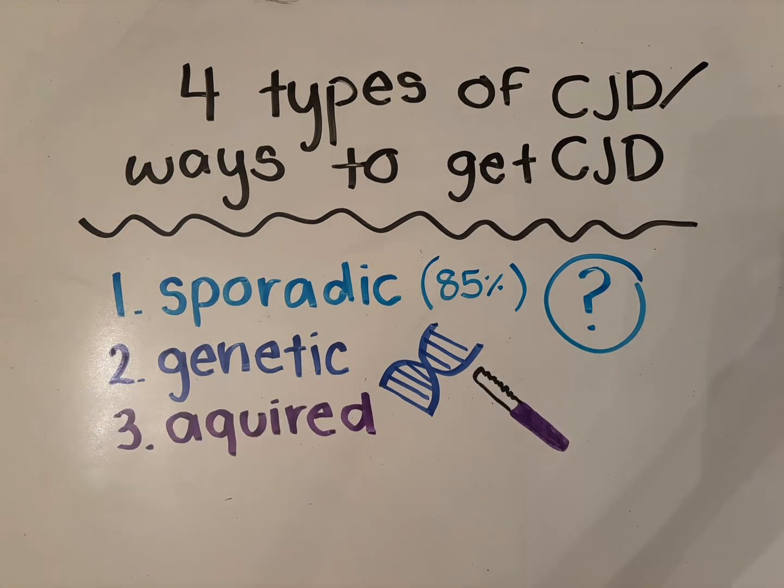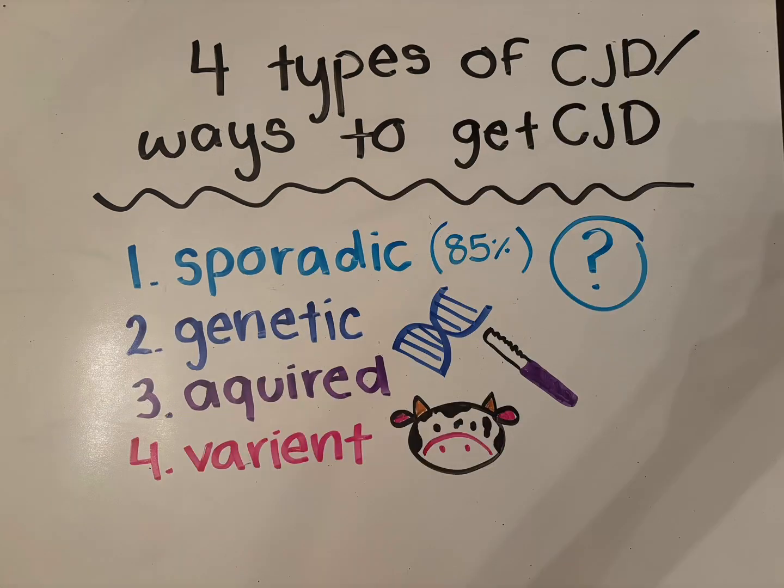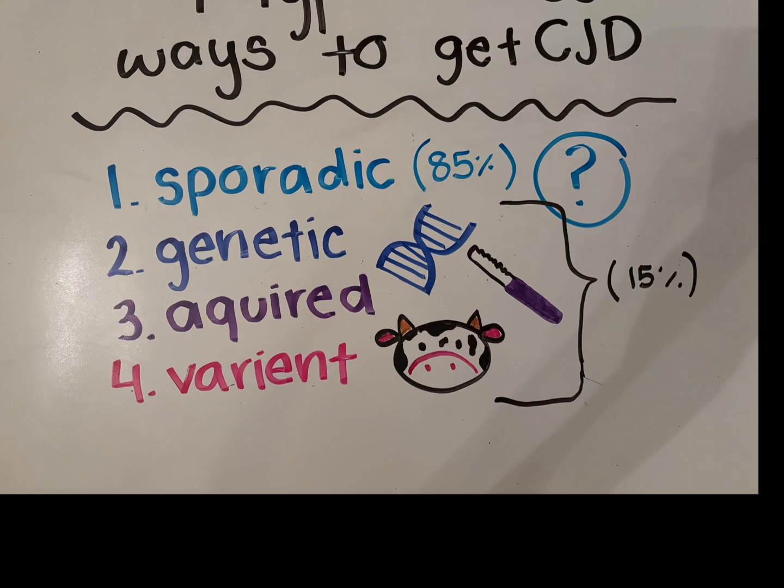The second type is genetic due to the inheritance of an abnormal gene from one or both parents. The third is acquired, which may be acquired after a medical procedure like a tissue transplant, organ transplant, contaminated surgical materials from someone with CJD or the abnormal prion. And the last type is variant CJD, which can occur from ingesting beef from a cow who had prions, which is known as mad cow disease.